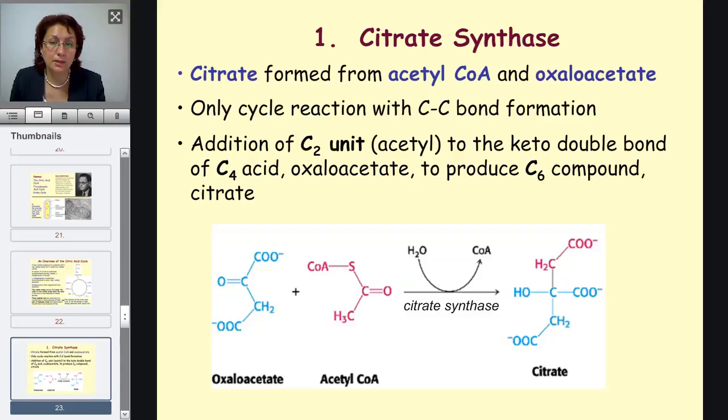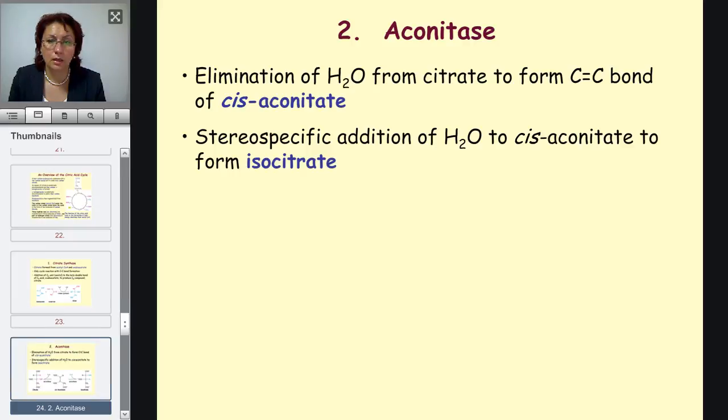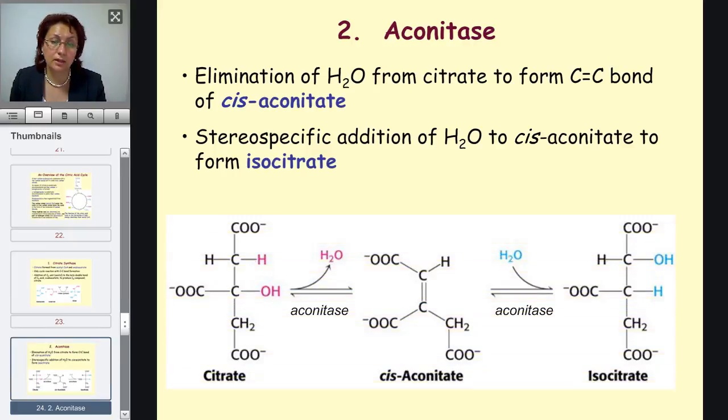The first reaction of the Krebs cycle is the citrate synthase reaction. Citrate is formed from acetyl-CoA and oxaloacetate, by addition of the 2-carbon acetyl unit to the keto double bond of the 4-carbon acid oxaloacetate to produce the 6-carbon compound citrate. The second reaction of the citric acid cycle is the aconitase reaction. Elimination of water from citrate forms the double bond of cis-aconitate. Stereospecific addition of water to cis-aconitate forms isocitrate.